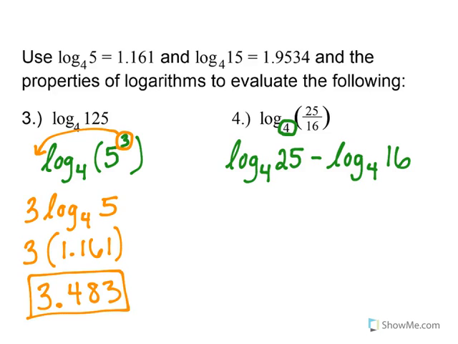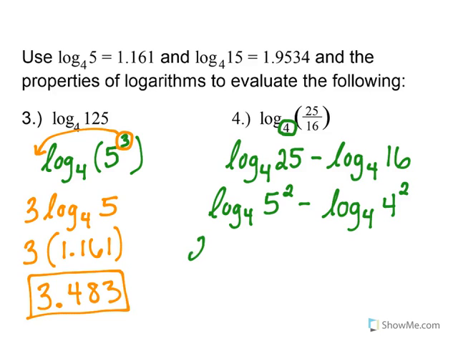All right. Now the 25 can be written as 5 squared, so I'm going to make this log base 4 of 5 squared. And the 16 can be written as 4 squared, log base 4 of 4 squared. And that is something that we can do an exact value for, because the bases now match. This first one, I'm going to pull out the 2 and make this 2 times log base 4 of 5.